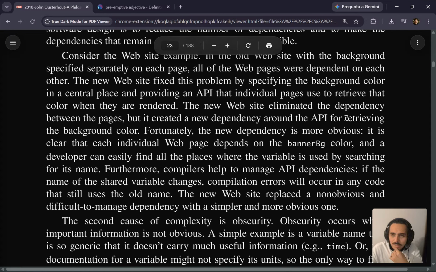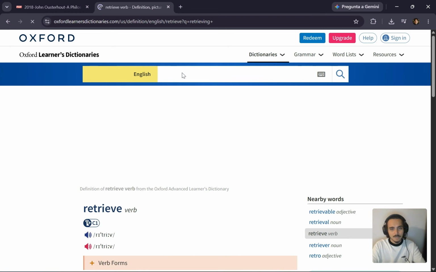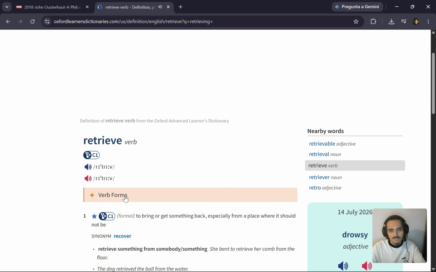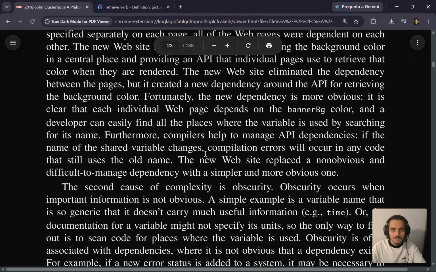Right? I always have problems pronouncing this word. A new dependency around the API for retrieving, or retrieve. Yeah, I think sometimes it's retrieving. It's the artistic side of English pronunciation. There are no general rules. Some words have their own pronunciation. Okay, let's continue. But it created a new dependency around the API for retrieving. I said it right. Retrieving the background color.